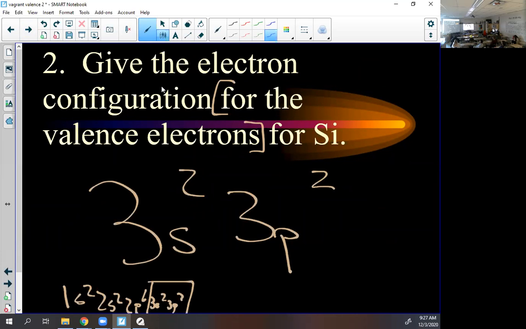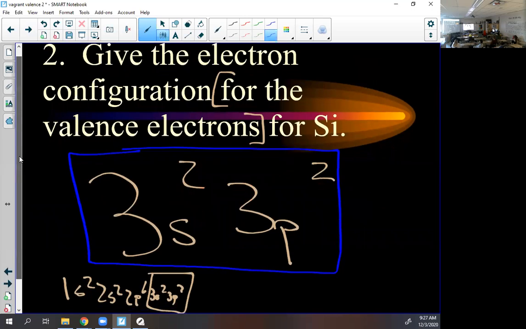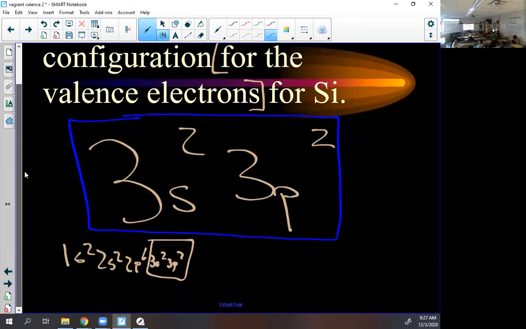All right, give the electron configuration for the valence electrons of Si. Usually I make you write them out, but I already have them written gigantic right there. So the valence electron configuration is just the last part with the highest number. So we look here, we have a 1, we have 2s, we have 3s. The 3s are my highest numbers, so those represent my valence electrons. Another way to know that we're right is Si is in family 4.